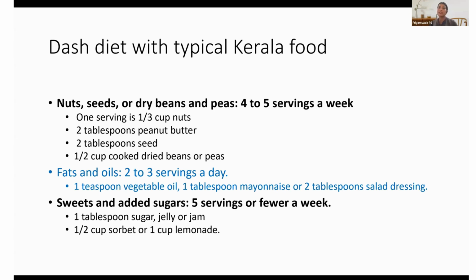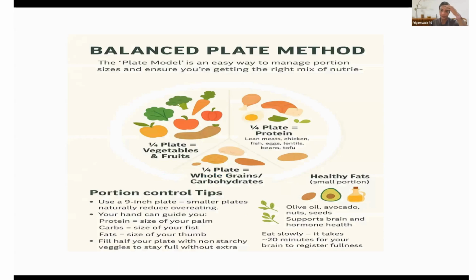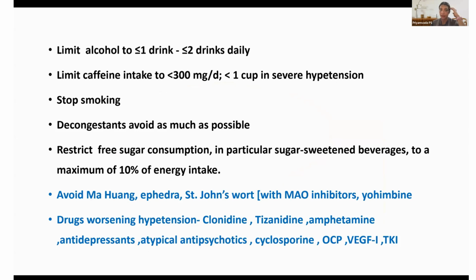So that's the best advice we can give to the person who cooks the food, that you ensure that you don't use oil beyond this much, and avoid sugar, sweets and added sugars as much as possible. 5 servings or fewer in a week, and it should not be the sweetened drinks and all, it should not constitute more than 10% of the calories. So the best is something called a plate model. Quarter of the plate vegetables and fruit, quarter of the plate protein, and another quarter of the plate whole grains and carbohydrates. So alcohol use needs to be limited.